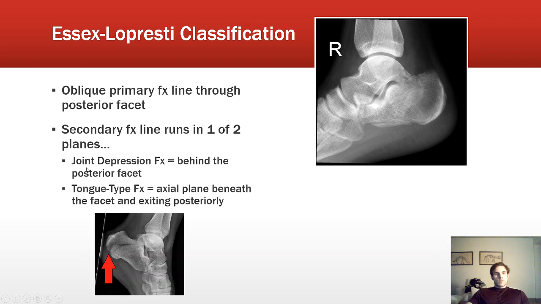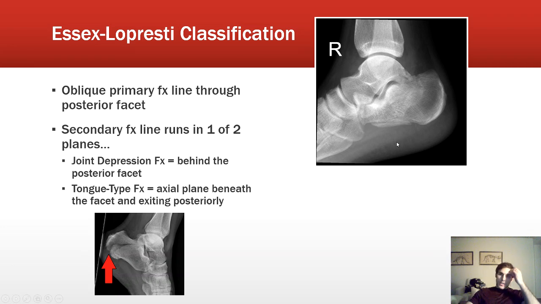And this is what we are looking for with a decreased Bowler angle or an increased angle of Gissane. And this secondary fracture line that causes this type of fracture is located behind the posterior facet. So you can see here you have a fracture line posterior to the posterior facet causing a joint depression. So this is your joint depression.